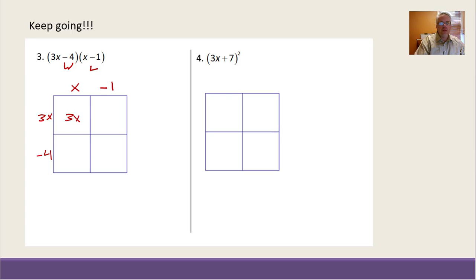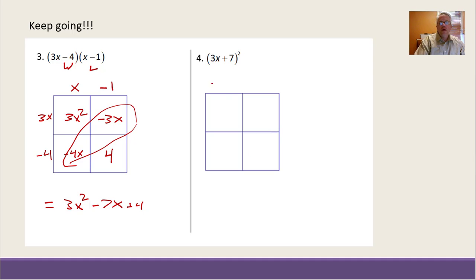So this would be 3x squared. 3x times minus 1 would be minus 3x. Minus 4 times x is minus 4x. And minus 4 times minus 1 is positive 4. So this first step, we've got to remember we're multiplying, and then we're adding. So we get all this equals 3x squared minus 7x, where I combine those two, plus 4.